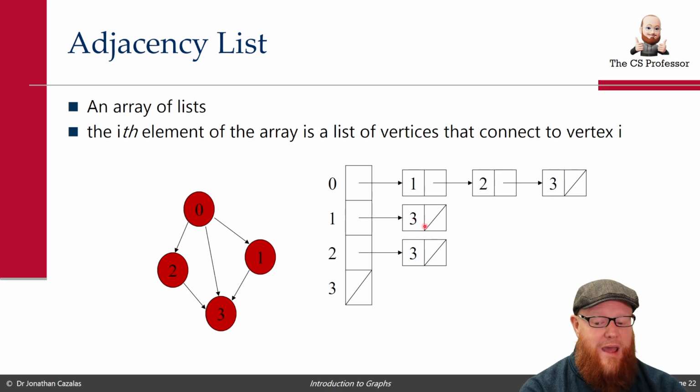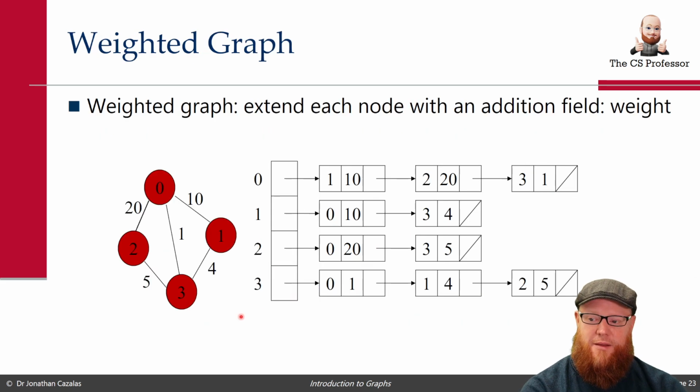We have 1 connecting to 3. We have 2 connecting to 3, and we have 3 not connecting to anything. What about a weighted graph as an adjacency list?